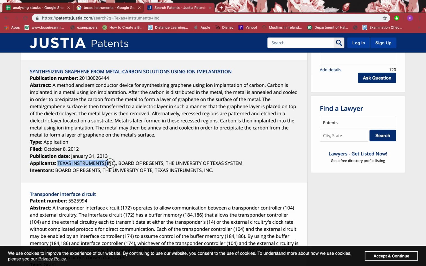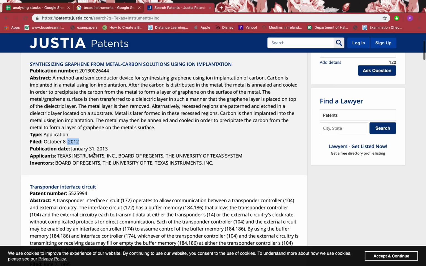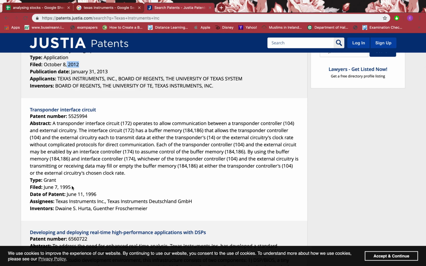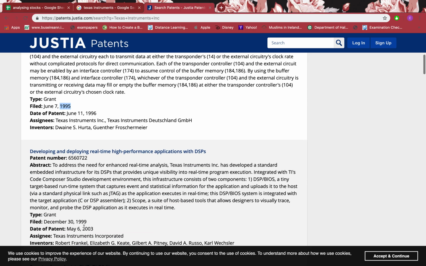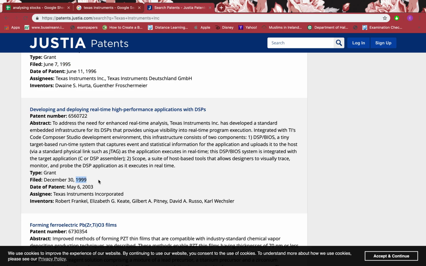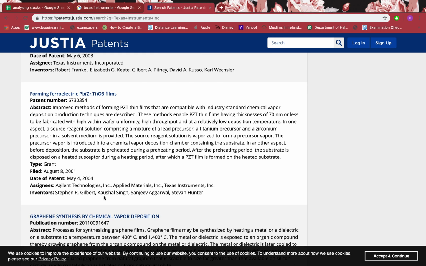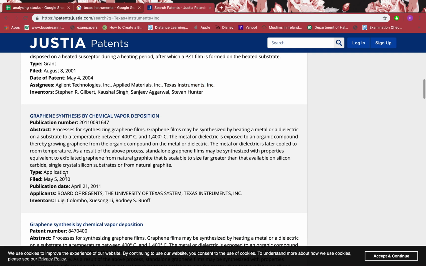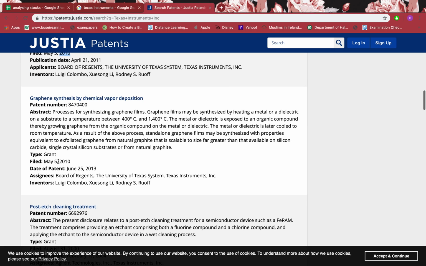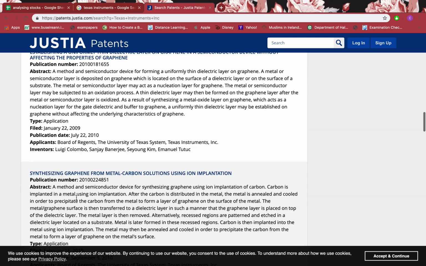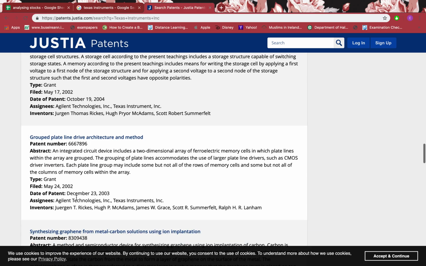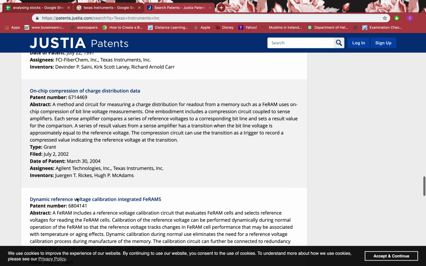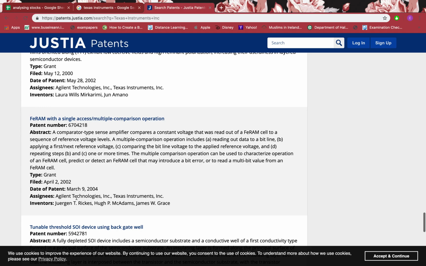So it includes Texas Instruments Inc., in 2012, in 1995, in 1999, in 2000. So there are a lot of assignees, including Texas Instruments, 2001, 2010, okay, 2010, which is not very recent, but still. So 2009. You need to search if there are any recent ones, like 2019 or 2018.